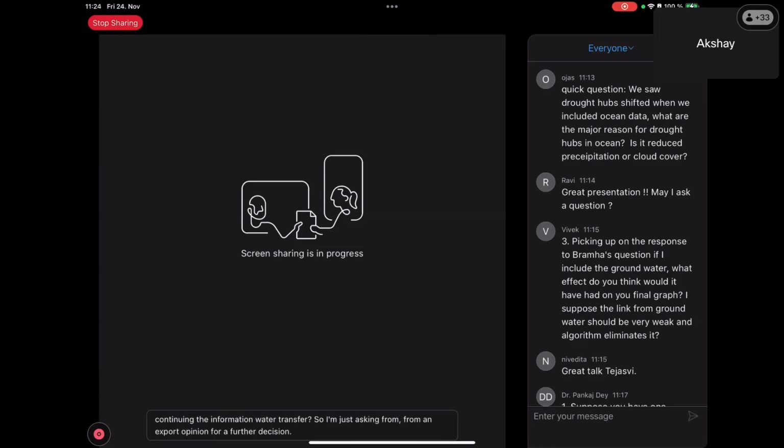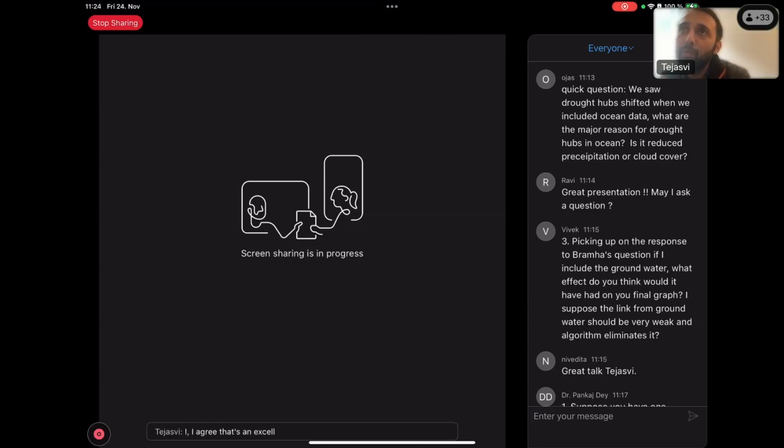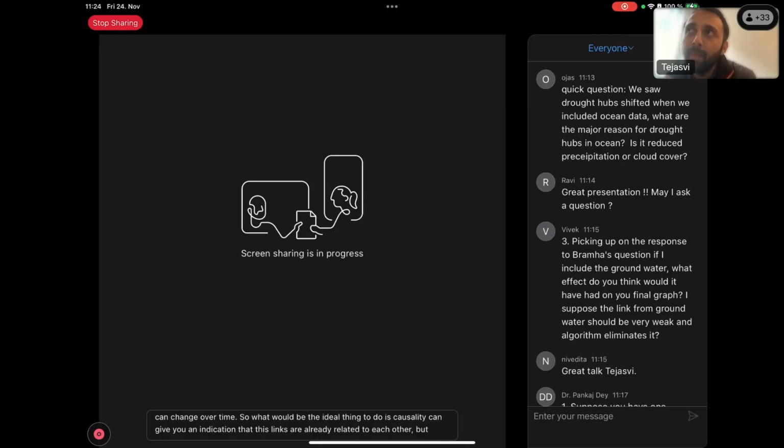Yeah. I agree. That's an excellent question. It is true that causal links can change over time. The ideal thing to do is that causality can give you an indication that these links are already related to each other, but model simulations can definitely give physics-based guidance. When we estimate interbasin transfers, we use historical discharges. But what if you ran some future simulations with interbasin transfers, to see how discharges are going to change? That should be one simple way to start, that I would suggest. Causal connections will keep on changing with time.